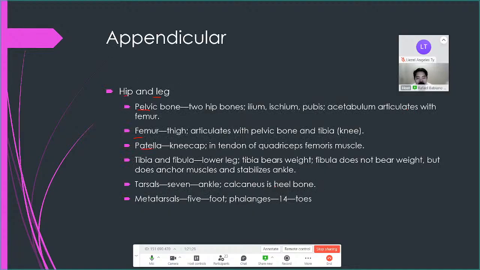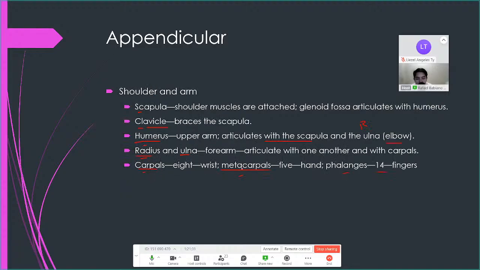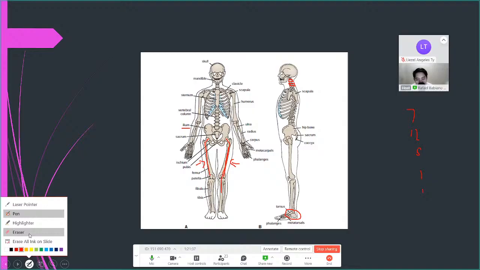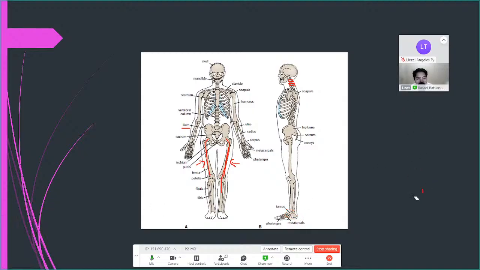Next, we're done with the tibia and fibula, right? Next we have the tarsals. Just as you have carpals in the hand, we have tarsals in the foot. Of course they're bigger because they receive weight. These are called the tarsals.